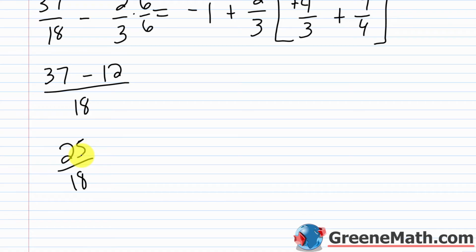And 25 is 5 times 5. 18 we know is 2 times 3 times 3. So really we can't make that any more simple.